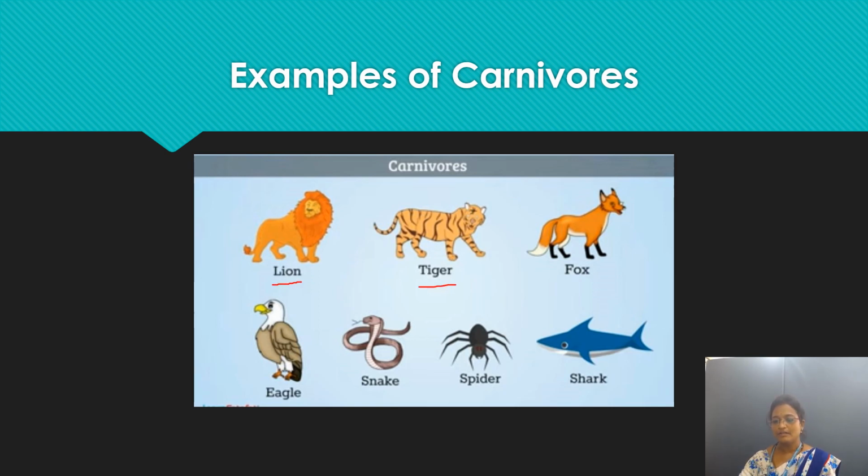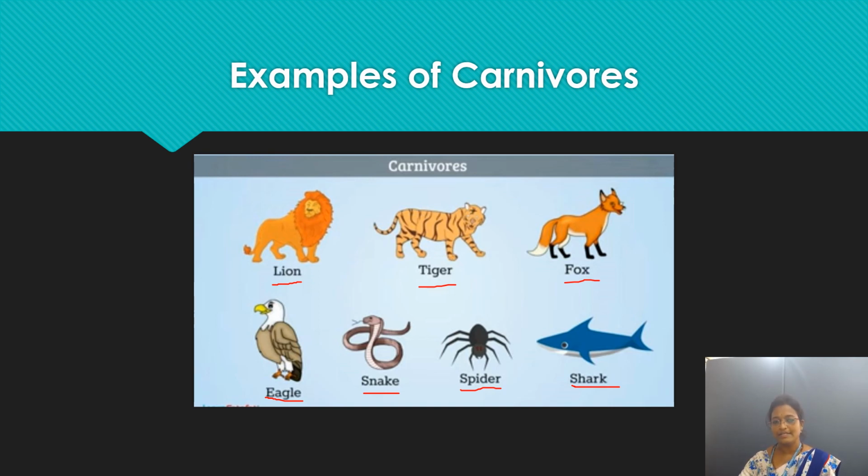Tiger, fox, eagle, snake, spider, shark. So these are the examples of carnivorous.